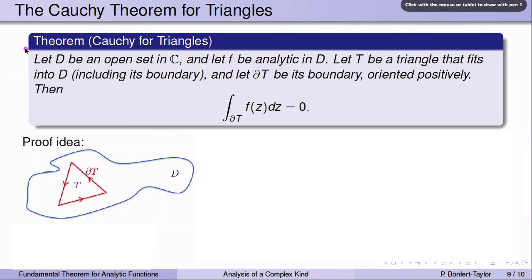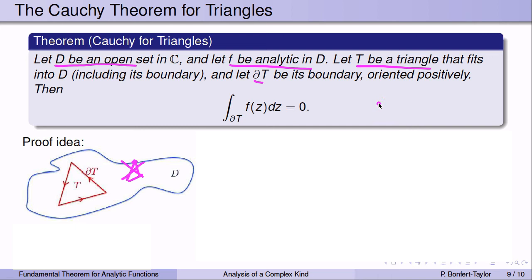Here again is an exact statement of the Cauchy theorem for triangles. Suppose D is an open set. We actually don't need it to be simply connected for the Cauchy theorem for triangles. And suppose f is analytic in D. Suppose T is a triangle that fits into D, including its boundary. So it wouldn't be allowed for one of the corners of the triangle to be on the boundary of D. It has to really fit into D, as you see in these pictures. And suppose the boundary of T is oriented positively, so counterclockwise. Then the integral over the boundary of T of f(z) dz is equal to 0.